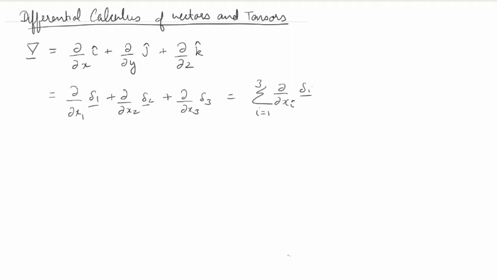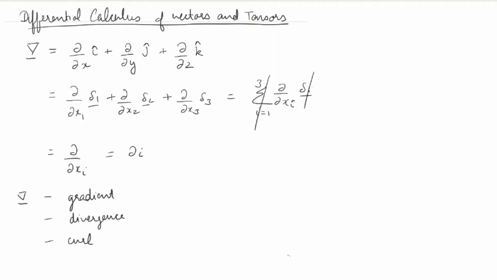And if we want to write this in Einstein notation, the summation sign we don't write, so this is equivalent to writing ∂/∂xi, or we also write a short form, which is equal to ∂i. That means we are taking the derivative with respect to x, y, z coordinates in all the directions. This del can be used to find gradient, divergence and curl. I will talk about gradient of a vector, divergence of a vector and curl for a vector.